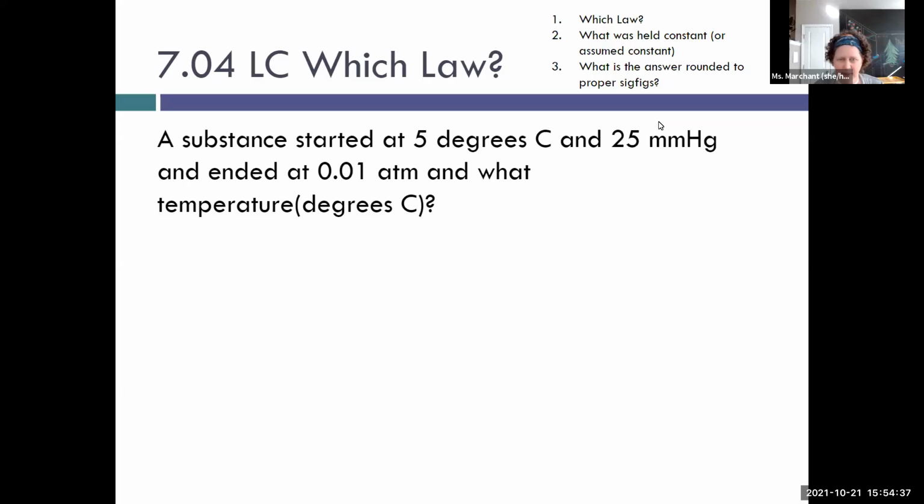Hello. So this is 7.04 Learning Check. You have a substance that starts at 5 degrees C and 25 millimeters of mercury and ended at 0.01 atmospheres and what temperature. So you're going to figure out which law, what was held constant or assumed constant because the information was not in the problem, and finally, what is the answer rounded to proper sig figs. Go ahead and hit pause.